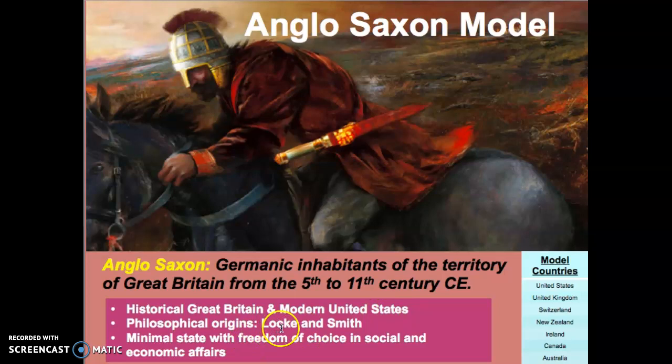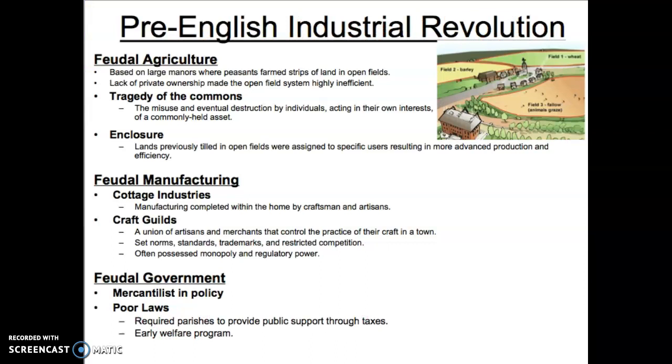The philosophical origins, John Locke and Adam Smith. To understand the Anglo-Saxon model, let's go back to England before the Industrial Revolution and look at three areas of the system. You had agriculture and manufacturing. Those were the two primary industries. And then you had feudal government, which is primarily a kingdom where you have a lot of power consolidated in the hands of very few or even one person.